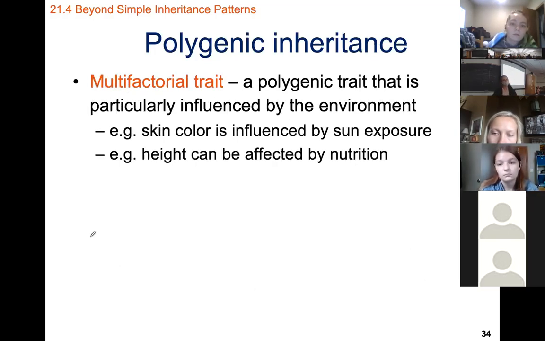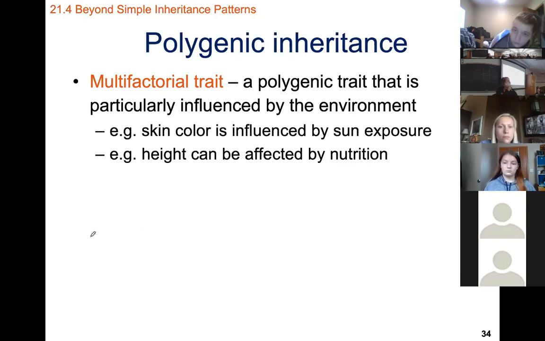Another way to look at that is a multifactorial trait. So skin color is also influenced by sun exposure. Height can be affected by nutrition. So that's what I was just talking about. Whether or not you're getting nutritious food can affect your height. That's why most parents are kind of sticklers about what their kids are eating, right? They want them to succeed at whatever that means or be as healthy as possible, because nutrition and the things that you do to your body can affect those things that are polygenetic.